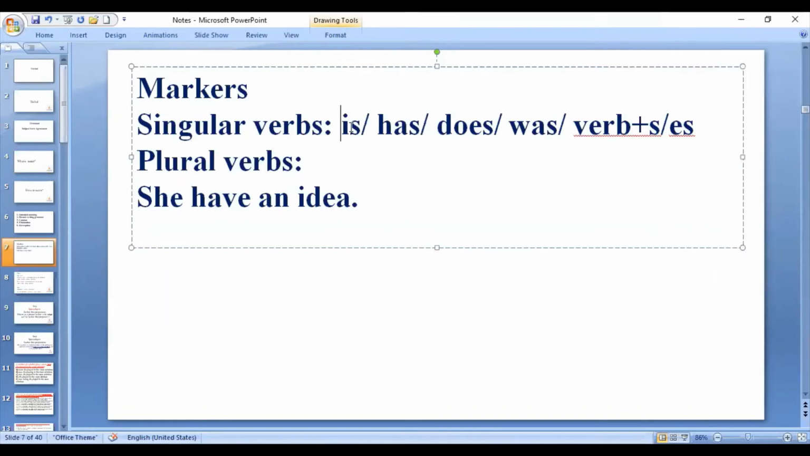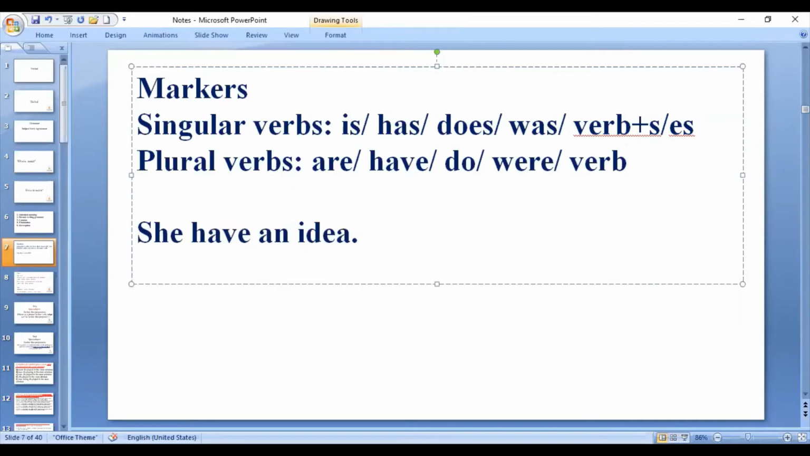It's called a marker. So to apply common sense, we need a marker. Now, what are the plural verbs? Are, have, do, were, and verbs without s or es. They go, not they goes. Why? Because go is a plural verb. So first, whenever you are reading a passage, glance at it: where is the singular verb, where is the plural verb. If it is underlined, it means it wants you to check. It is giving you a clue to apply common sense.